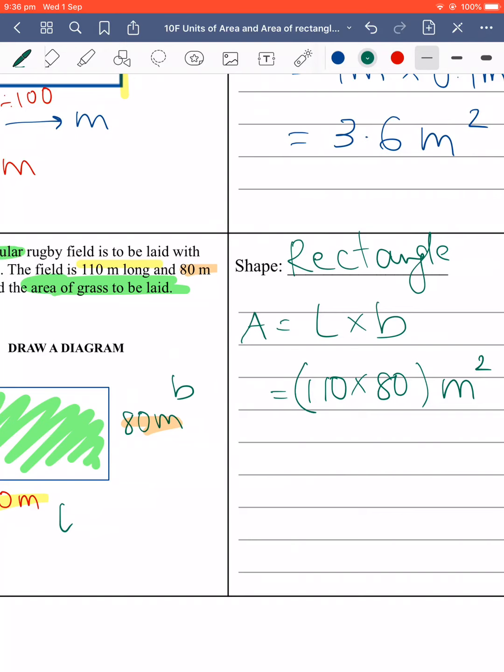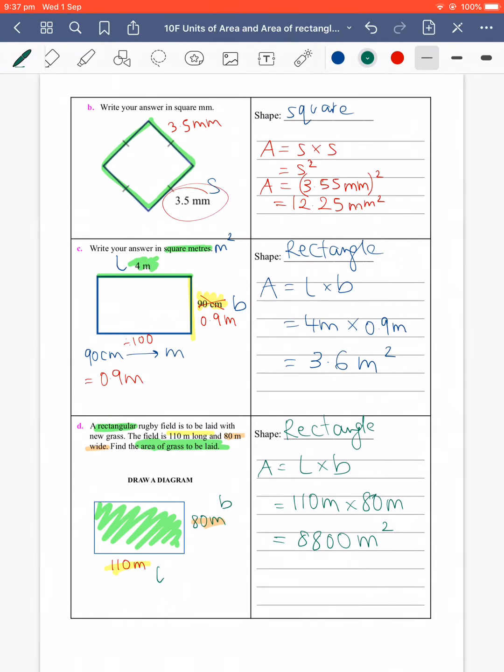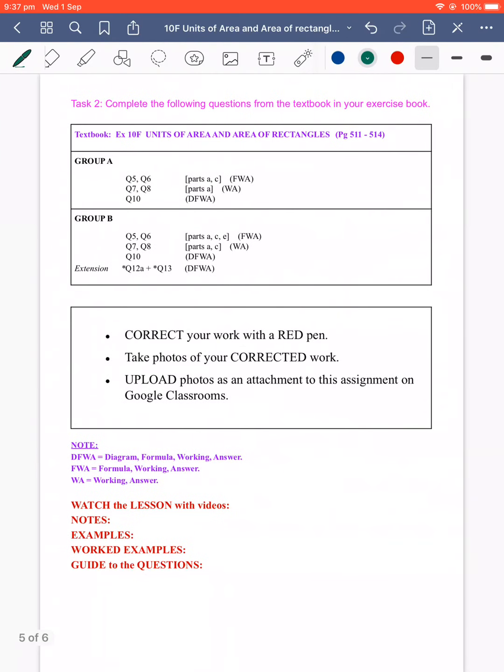So again, you can write it like that, or if you prefer, just to keep track of things, you can also write it like this as 110 meters multiplied by 80 meters. Now we can answer our question. So 110 by 80 gives us 8,800, and we've got our meters squared. So we have finished all those. You can hop onto the questions now, gents, and good luck.